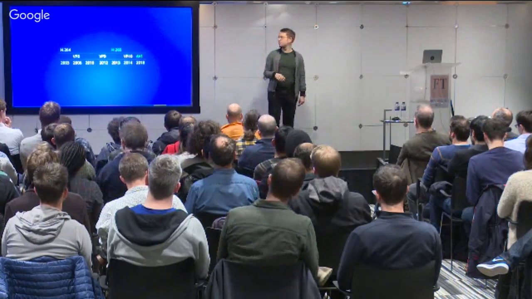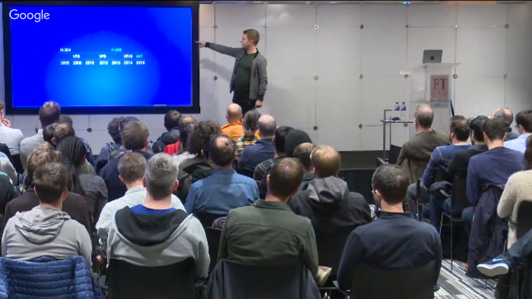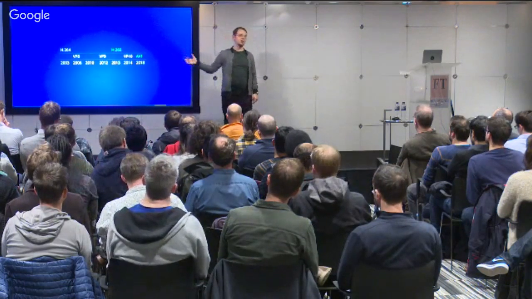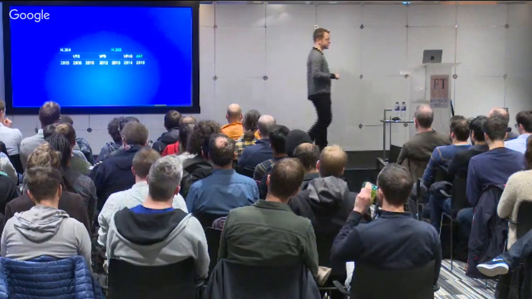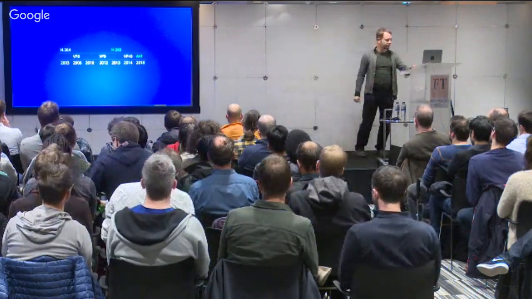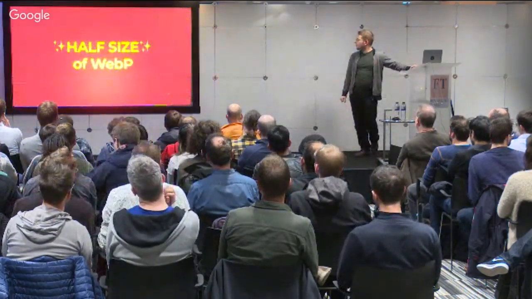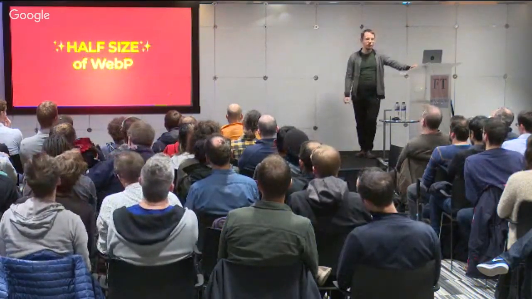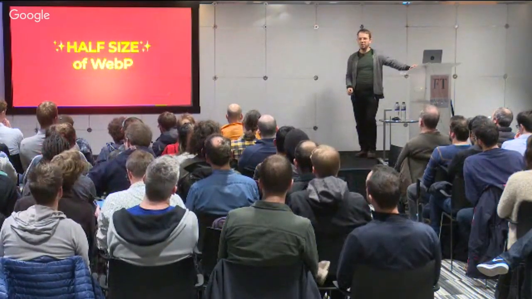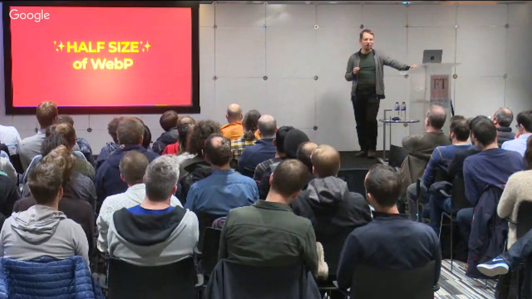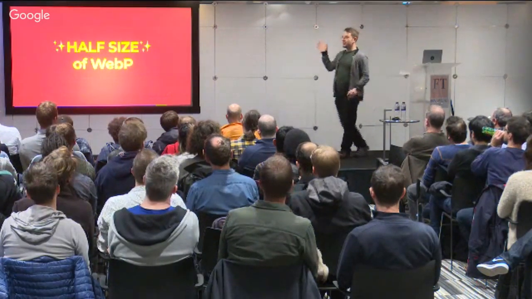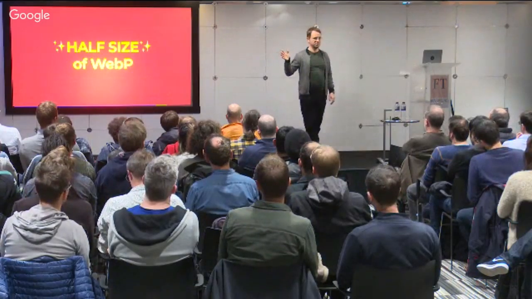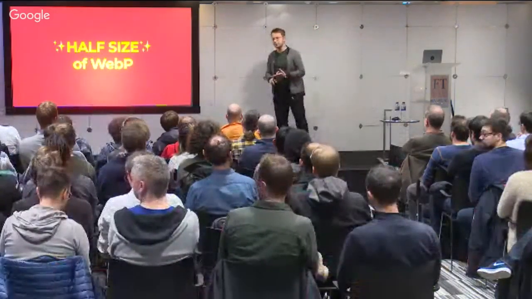It's half size. Both H.265 and AV1 are half the size of everything else that came before them. AV1 has shipped in Chrome 70. It's ready to ship in Firefox soon-ish, and it's half the size of WebP. It's a video codec.